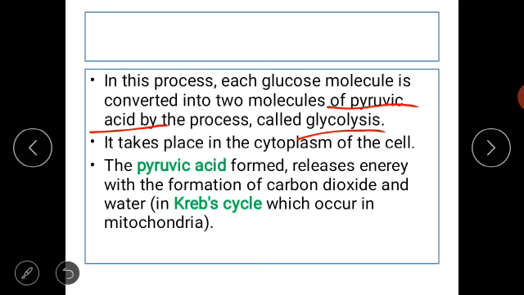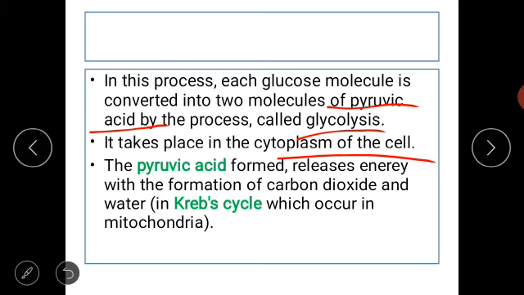What is a metabolic pathway? A metabolic pathway is all the biochemical reactions that occur in the cell for production of energy. That is called glycolysis. Glycolysis is a metabolic pathway, meaning a biochemical pathway which operates to generate energy. It takes place in the cytoplasm of the cell. So the cytoplasm of the cell helps the process of glycolysis to produce pyruvic acid.